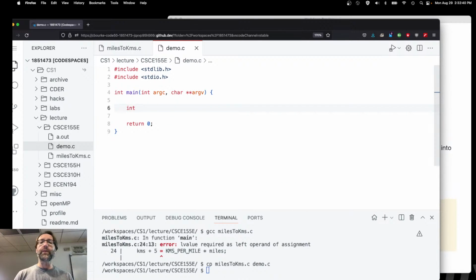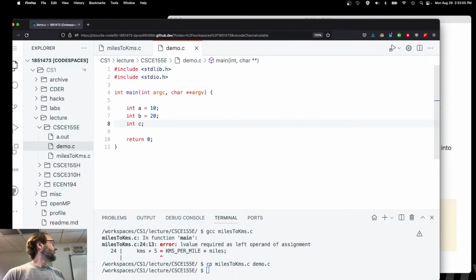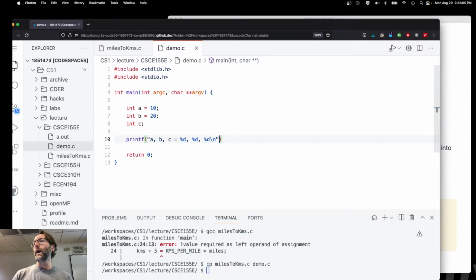Let me go ahead and create some variables. Int a is equal to 10. Int b is equal to 20, right? And what am I doing there? I am creating these variables and immediately assigning them. Int c is equal, I'll leave it like that, right? So if I were to print these out, printf, a, b, c is equal to %d, comma, %d, comma, %d, right? And I'll end the line, a, b, and c.